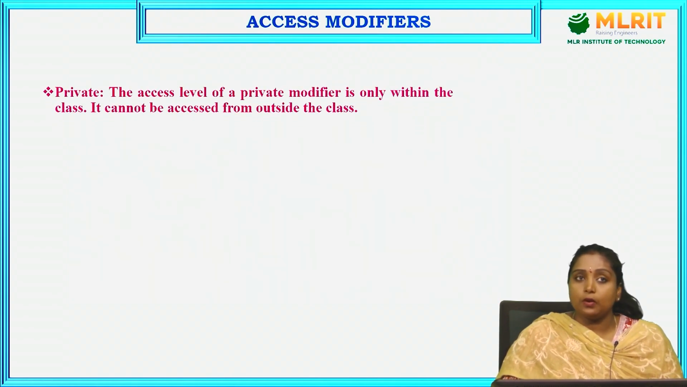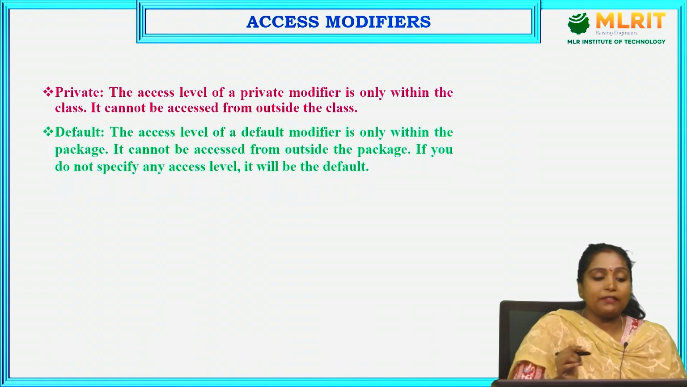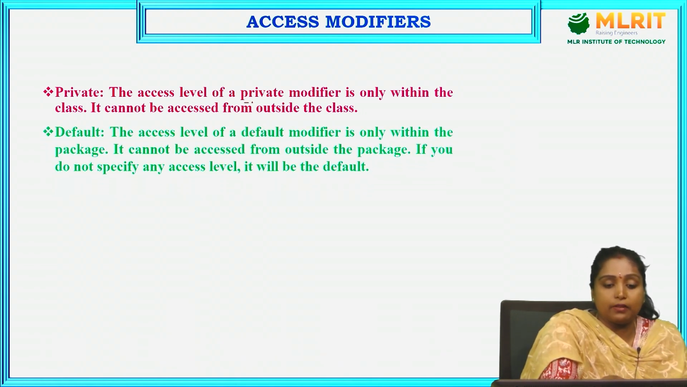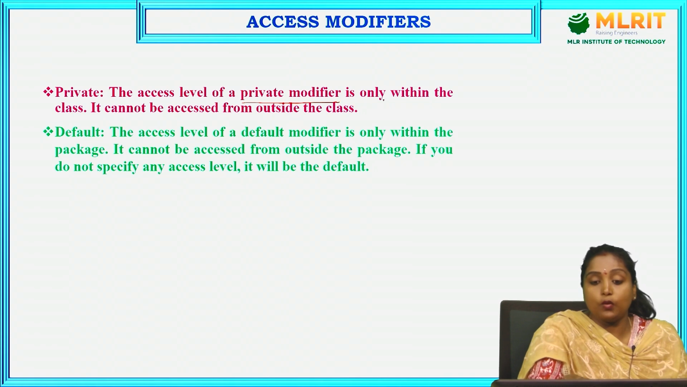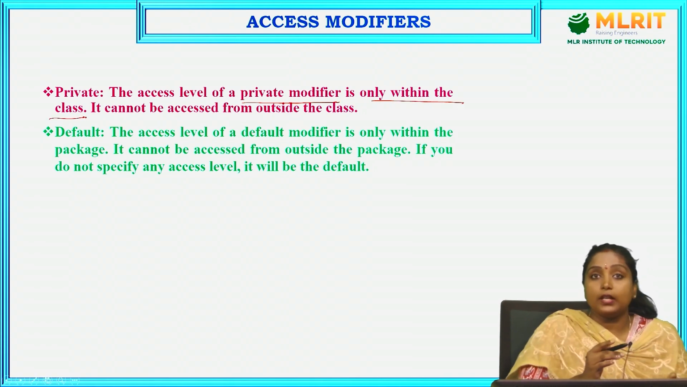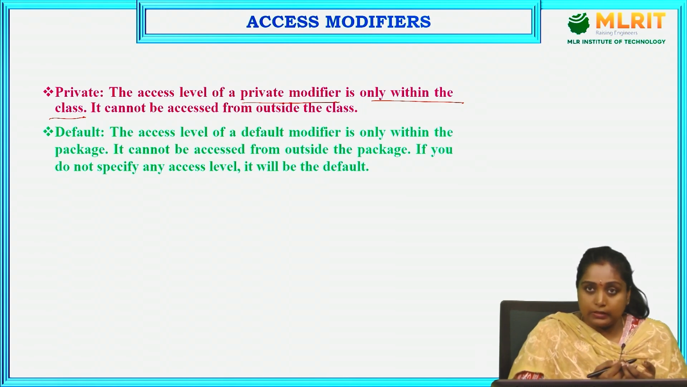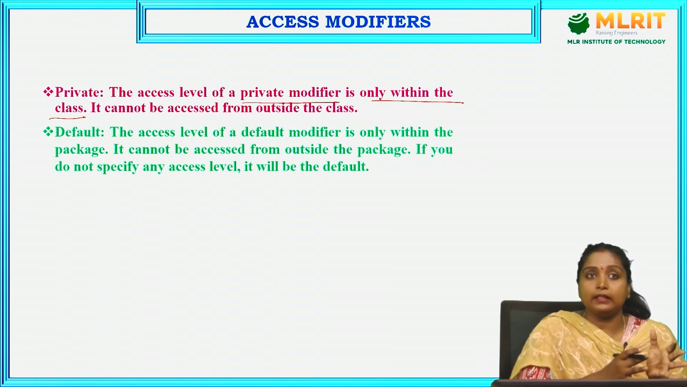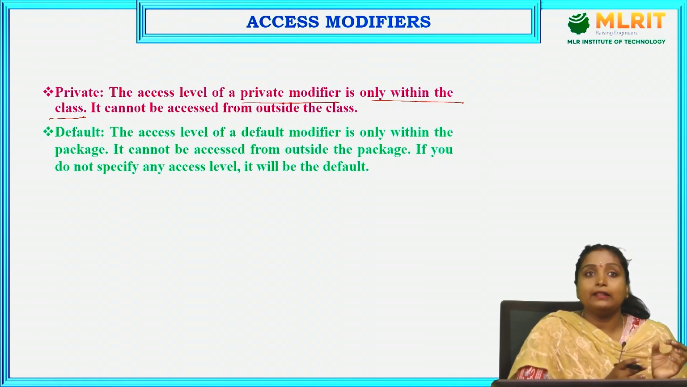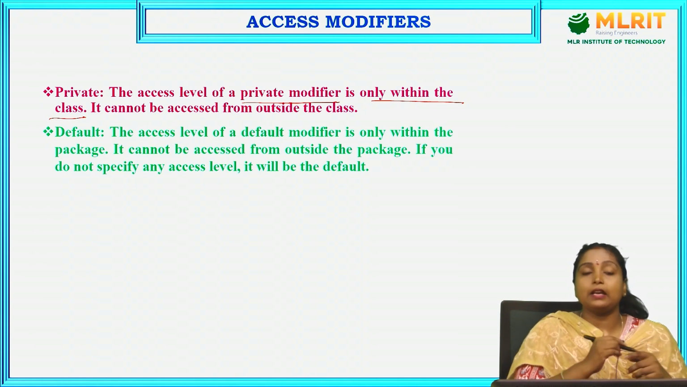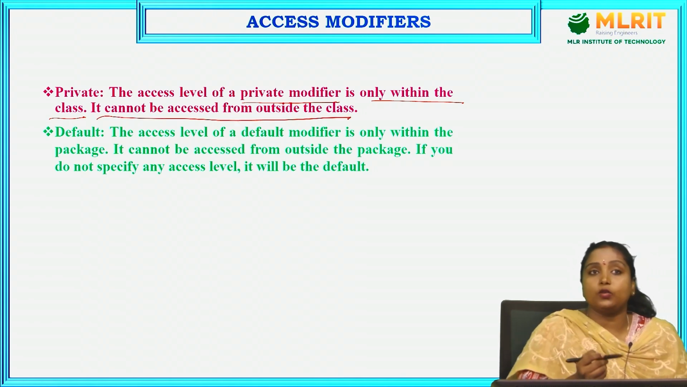Coming to the private access modifier. A private modifier works only within the class. If the access modifier of a particular method or variable is private, then you can access that variable or method in that particular class only. You cannot access it outside that class.